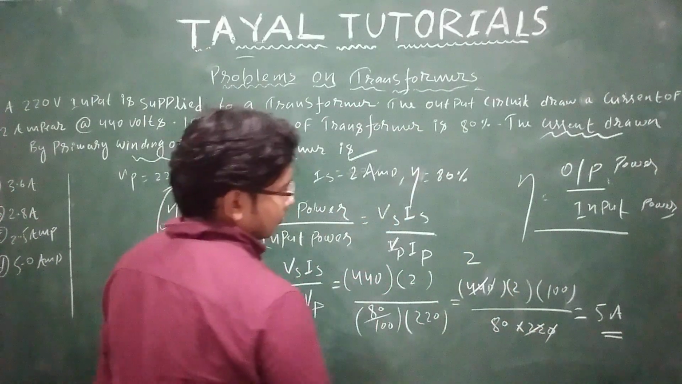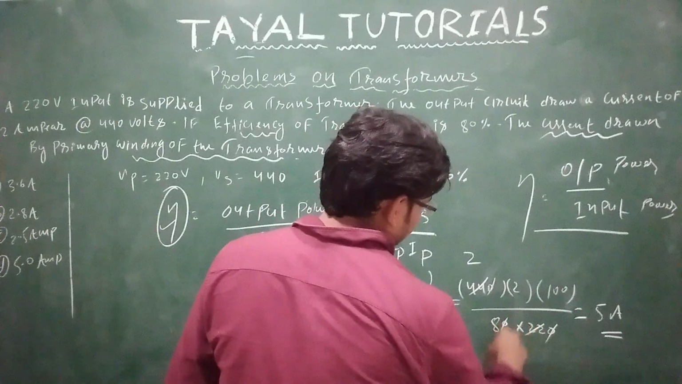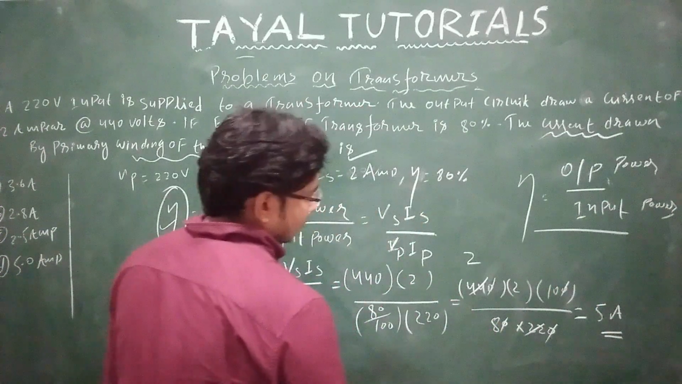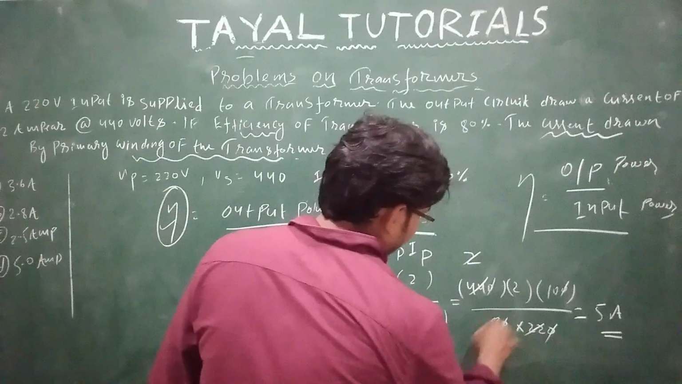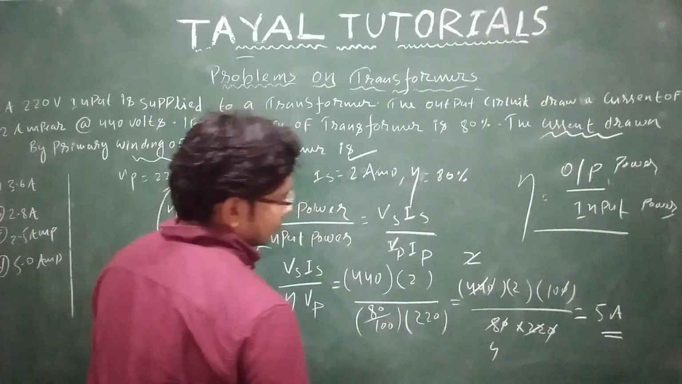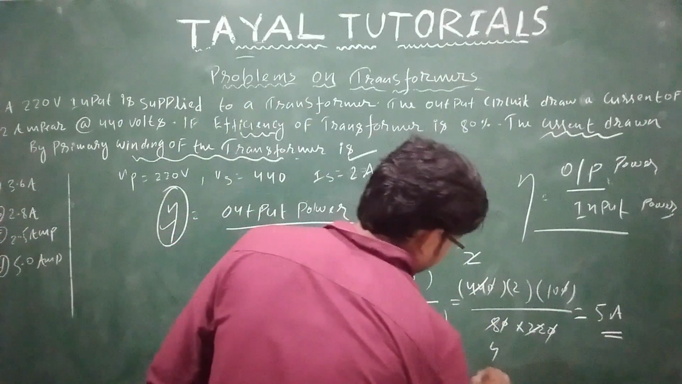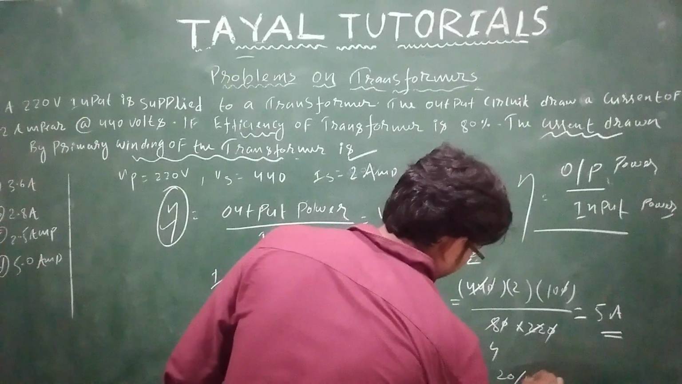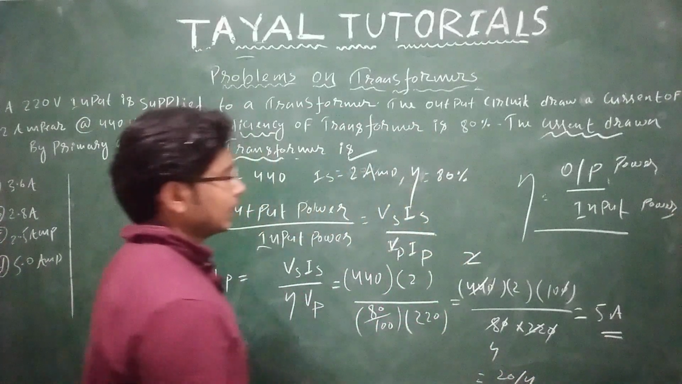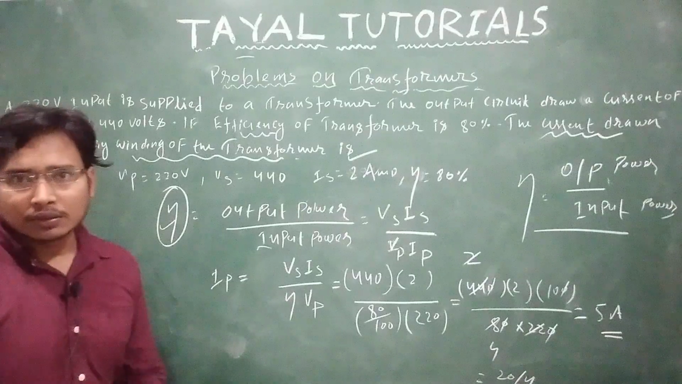Okay. Now this got cancelled, now this got cancelled. So what happened? 20 by 4, 20 by 4, that will result into 5 ampere. Okay, this is a simple question.